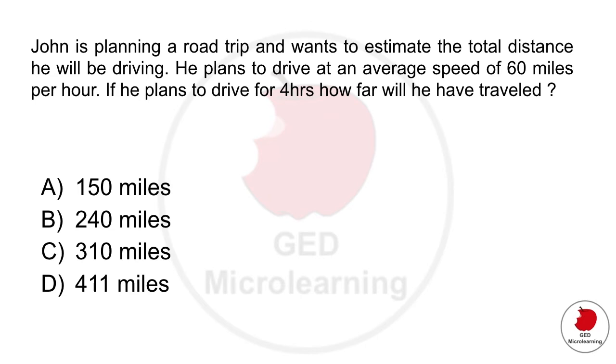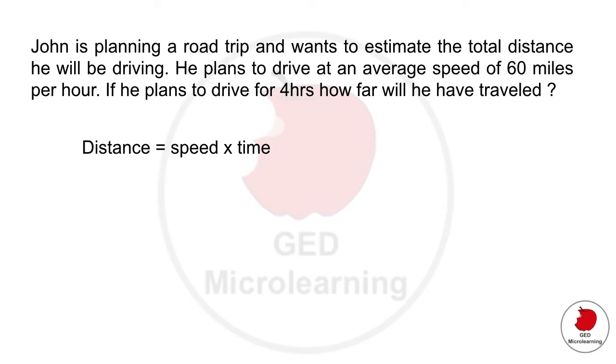Okay, so this formula is super important for you to remember. Distance is equal to the speed that you're traveling at multiplied by the time. So in this case, they're telling us that the person is going at a speed of 60 miles per hour, and they're driving for 4 hours. Okay, so all you do is multiply across. That gives you 240 miles.